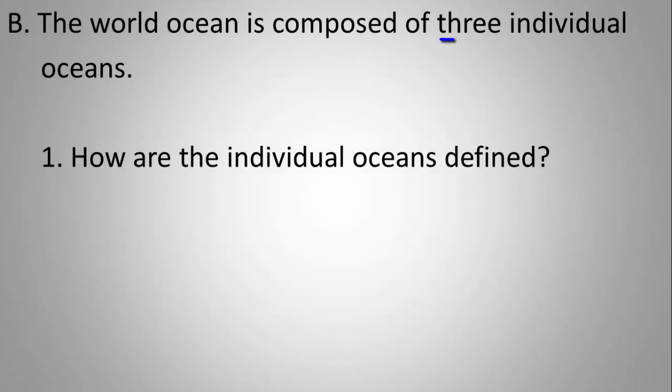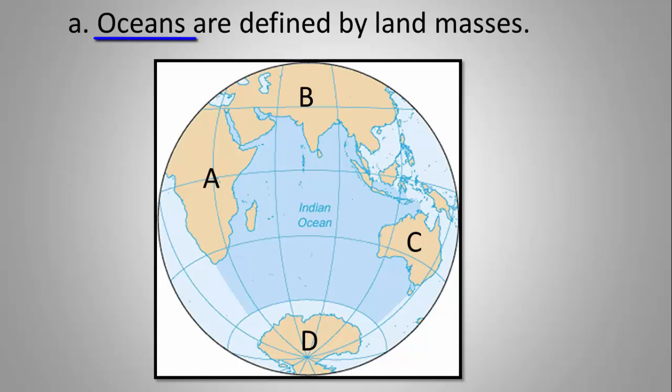World is composed of 3 individual oceans. So how are they defined? One is by land masses. So here we're looking directly at the Indian Ocean. Continents A, B, C, and D, you should be able to name these continents. Let's give it a try. A would be Africa, B, Asia, C, Australia, and D, the southern continent, Antarctica. So you can see that together they help to define the boundaries of the Indian Ocean.